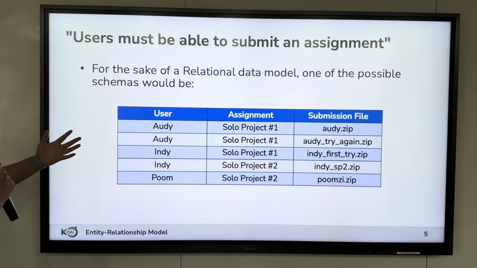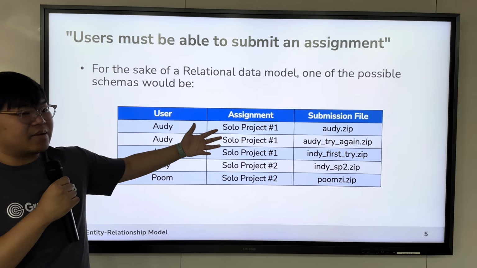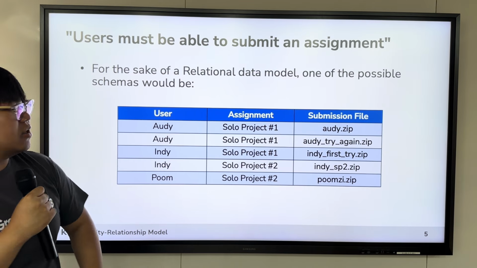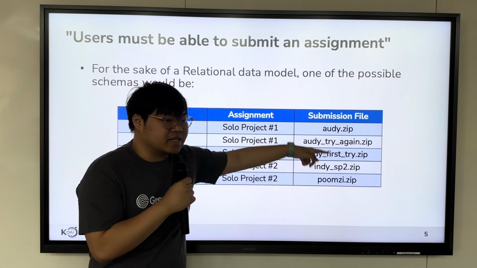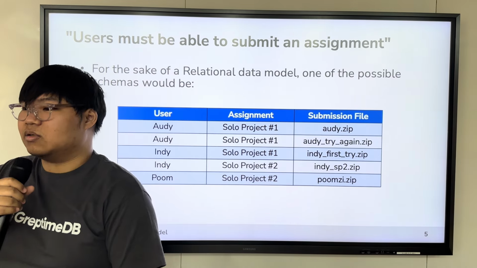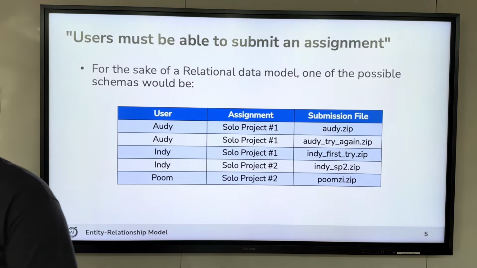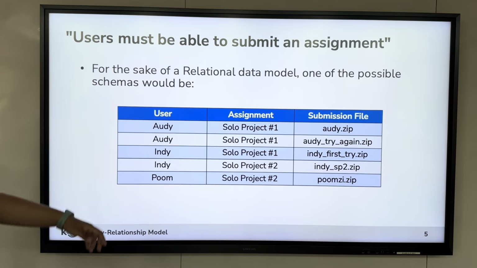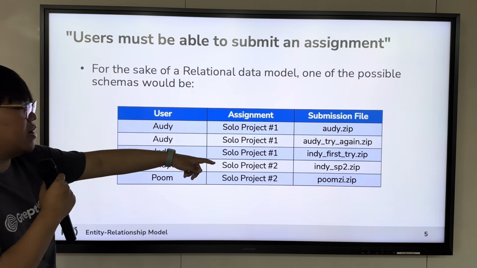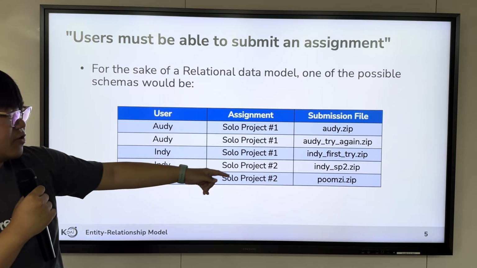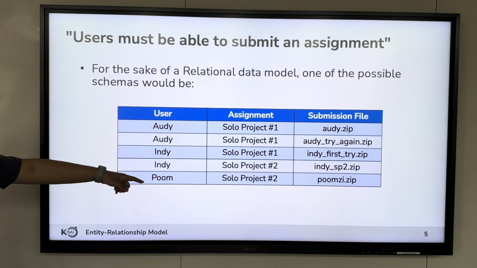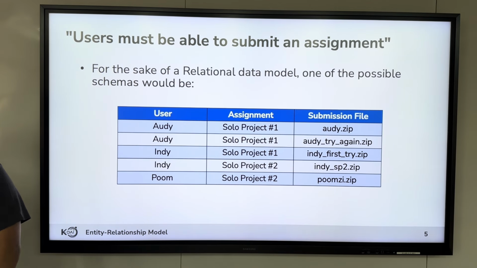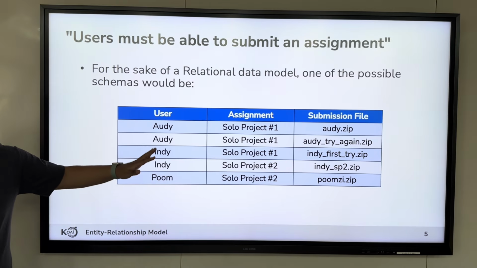At least you need to do something like this: users, assignments, and maybe the submissions, right? User, maybe Audi submits solo project 1 with Audi.zip. At least you need to know this kind of information. Audi solo project 1, Audi try again, Indie solo project 1, Indie first try, Indie solo project 2, Indie SP2.zip, Poom solo project 2, Poom Z.zip, something like this. You need to think about this.